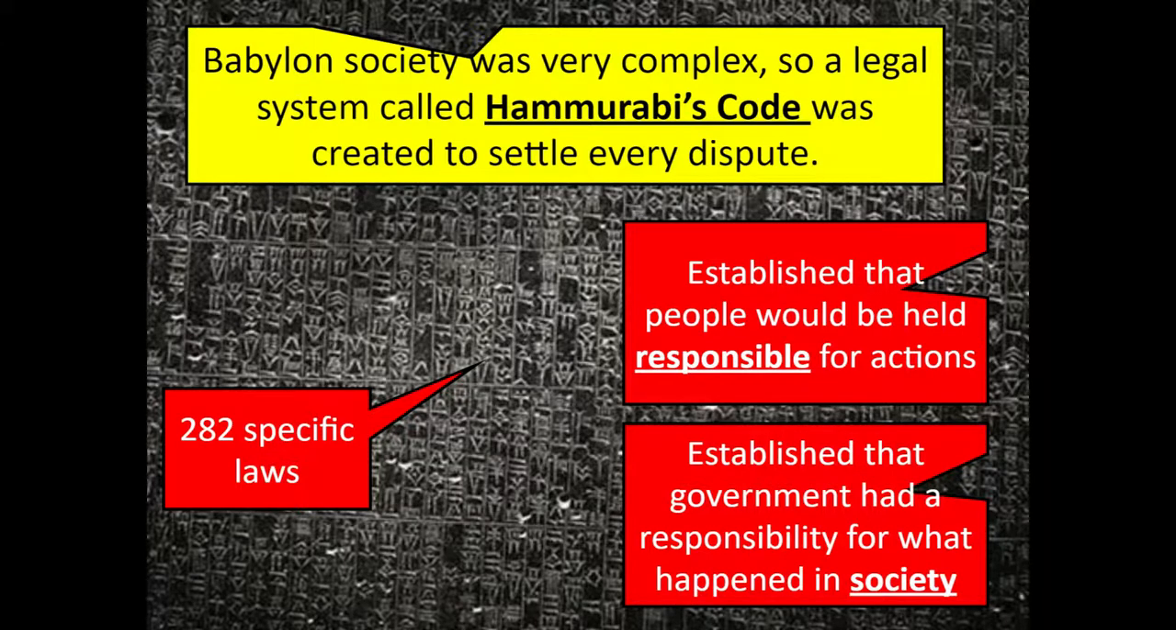Hammurabi's Code is important because it is one of the first examples we have where laws were written down. If a law is written down, you cannot change it, and that is very important.